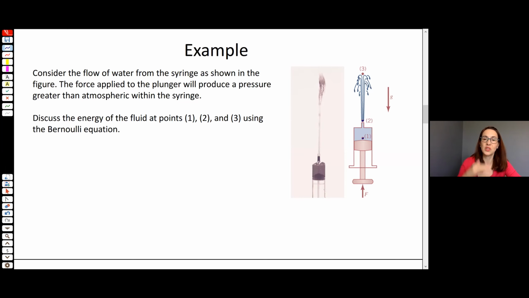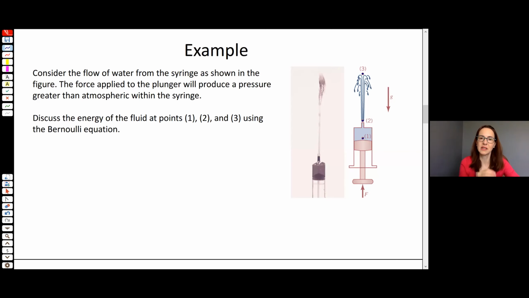This point two is just at the exit. So we know we actually are at atmospheric pressure there. And then this point three is at the very top of the jet, at the point where the water particles start to turn around and fall back down, because now the force acting on them due to gravity has been balanced by the upward force that they experienced from being shot out of the syringe.